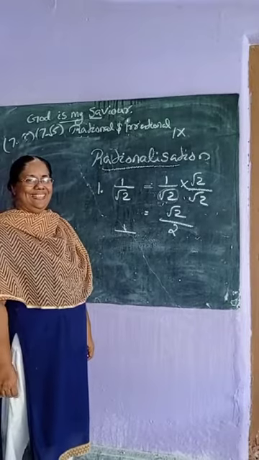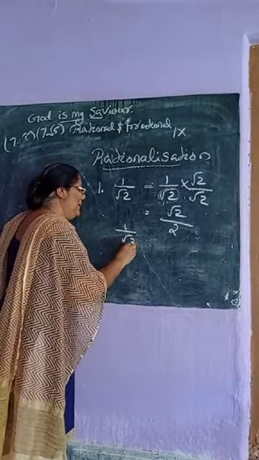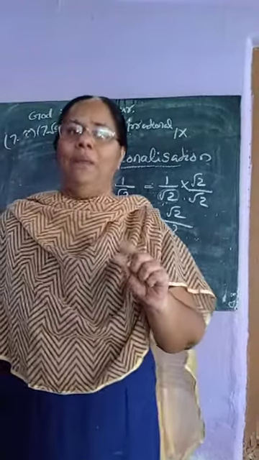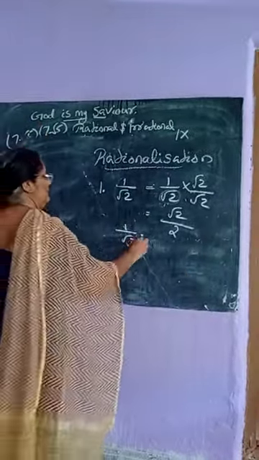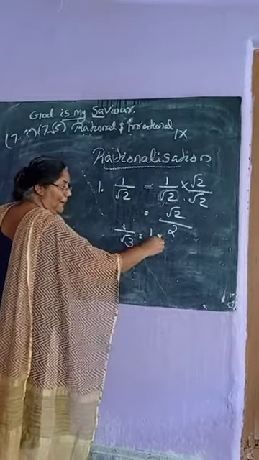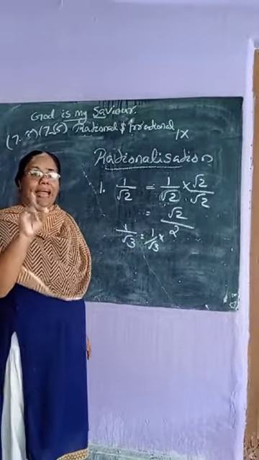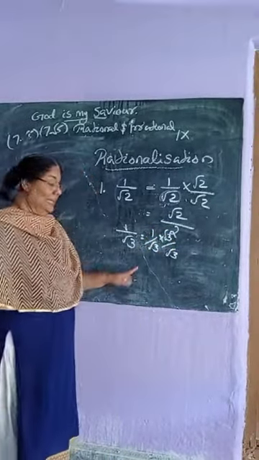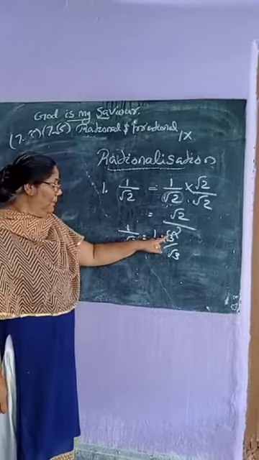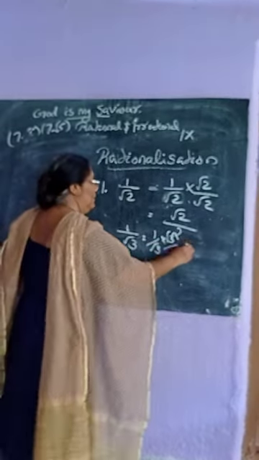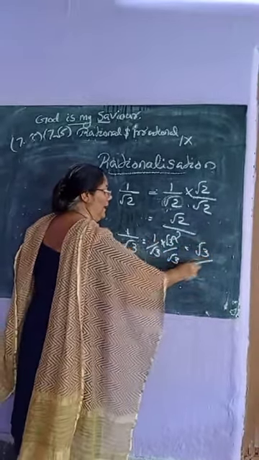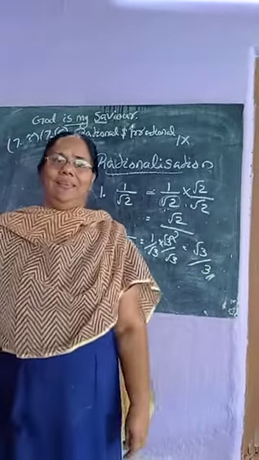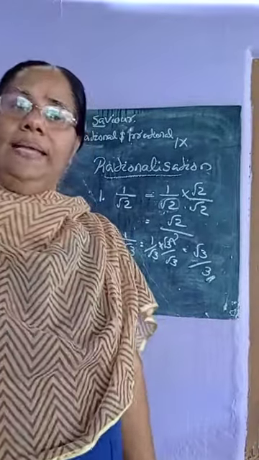Very simple, isn't it? 1 by root 3. Say loudly, what is the step? First you copy 1 by root 3. Multiply numerator and denominator by root 3, root 3 by root 3. Here the irrational number is root 3, therefore we multiply and divide. Then what is 1 into root 3? Root 3 by root 3 into root 3 is 3.